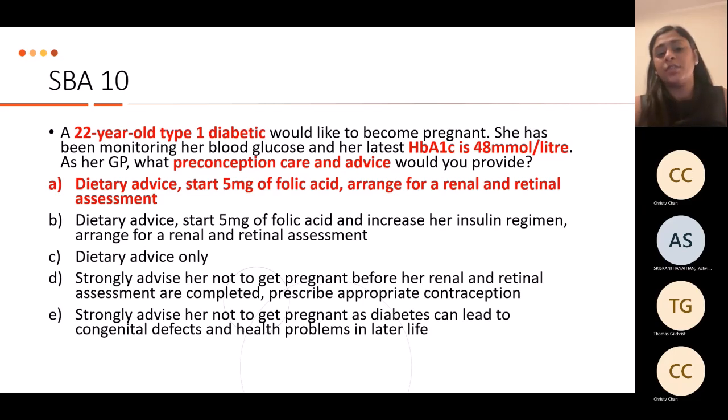You don't need to necessarily increase her insulin regimen unless there was any indication in the question to think that actually she's not controlling her blood sugars well. And again, it probably would be a bit extreme to say that she shouldn't get pregnant until her renal and retinal assessment are completed for this reason as well.